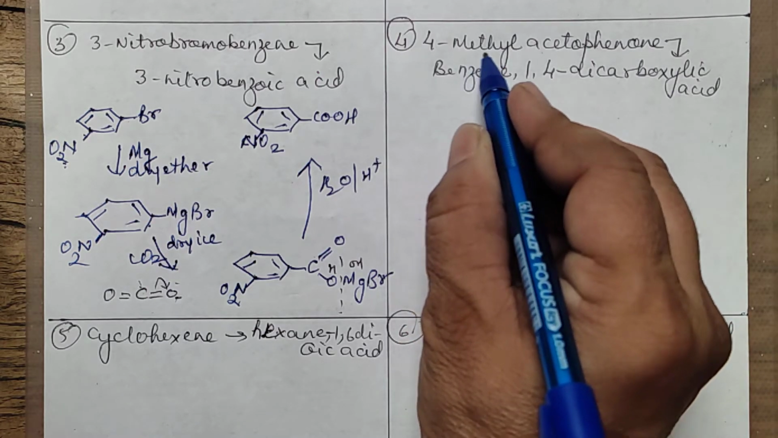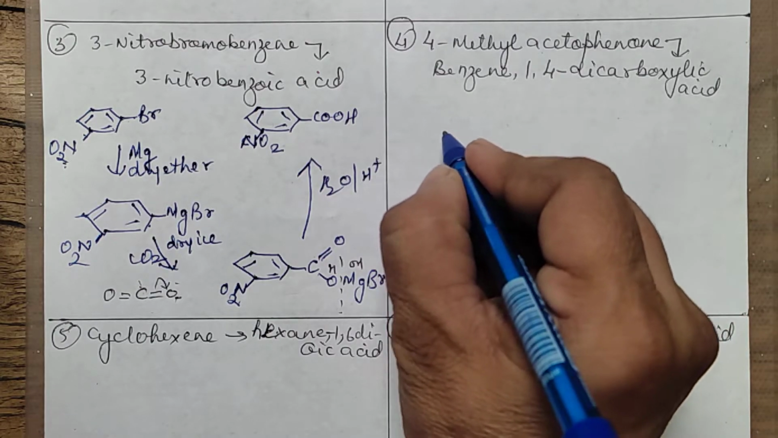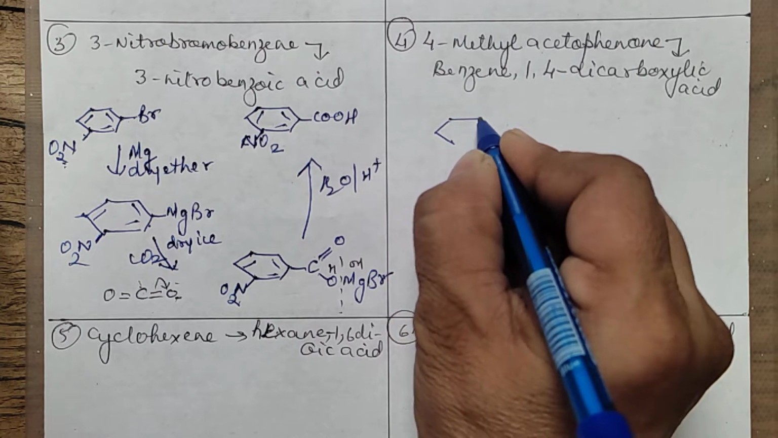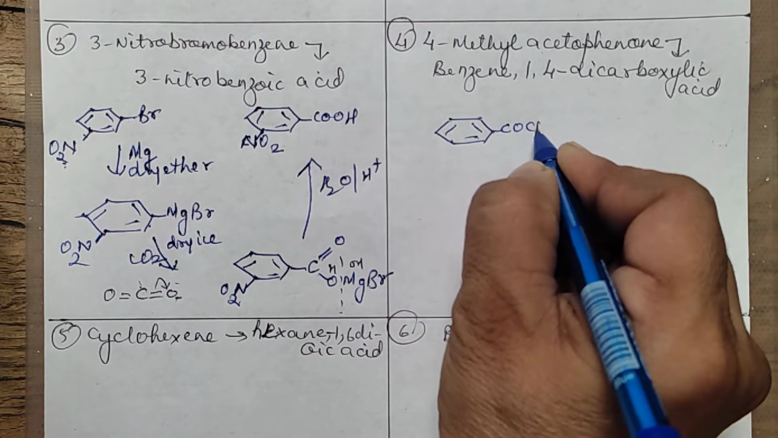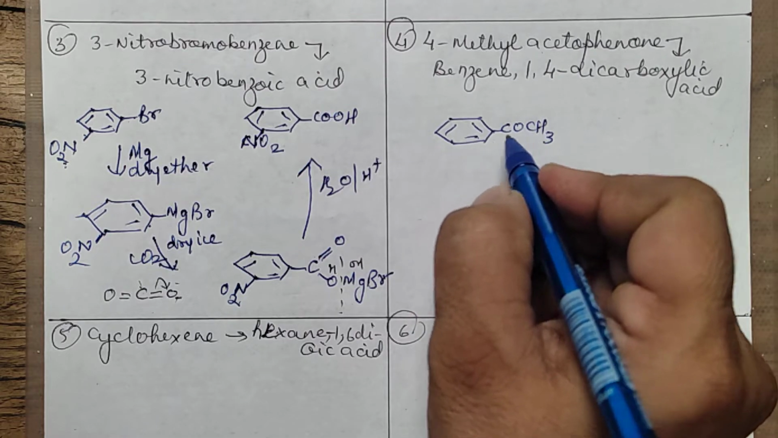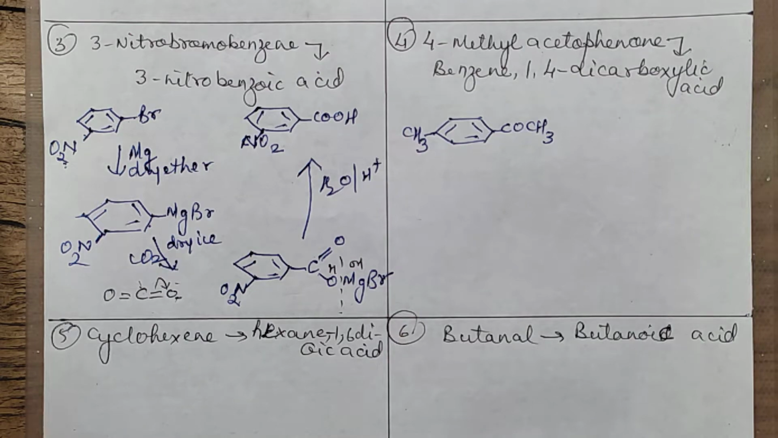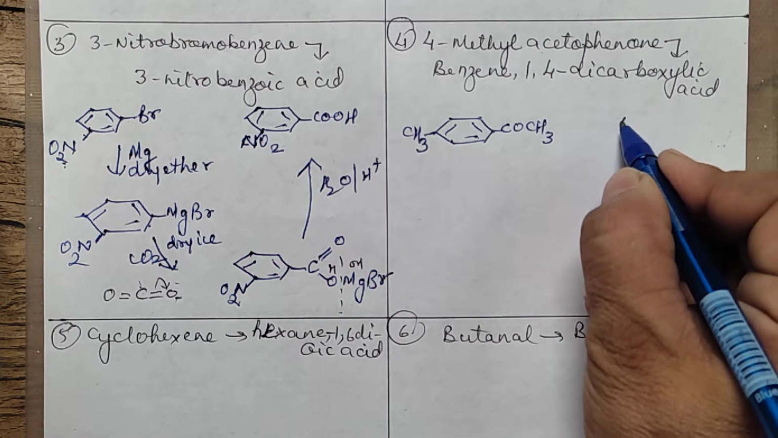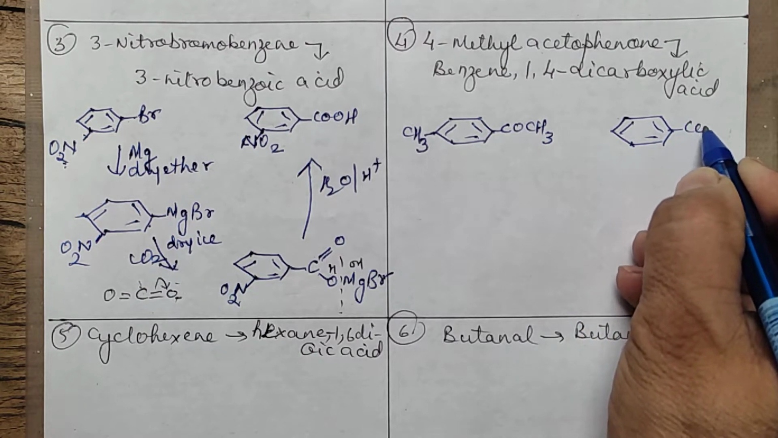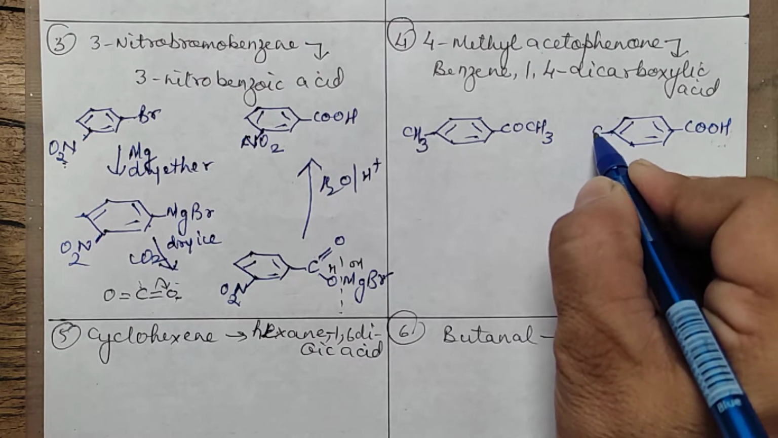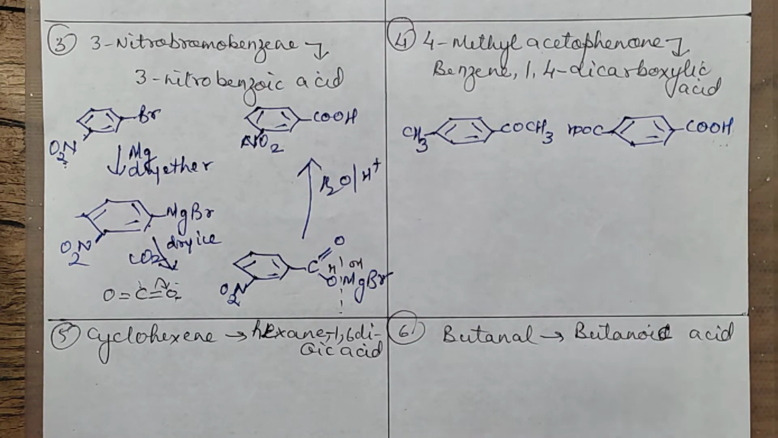So first let us draw 4-methyl acetophenone. What is acetophenone first? Let us see this. It is a ring, right? And acetophenone is COCH3. This is acetophenone. And in this acetophenone, 4 position is occupied by methyl. We are preparing benzene 1,4-dicarboxylic acid from this. That means COOH and COOH. We want both to go away and get acid.